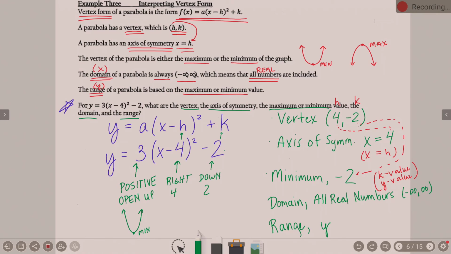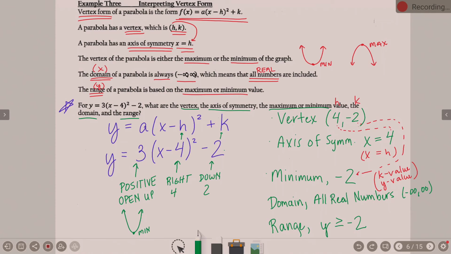If the lowest point of my parabola is here at -2, where are the rest of my y values? Anything above -2. So what symbol can we use to express anything above -2? Greater than or equal to -2. So my range is y greater than or equal to -2.